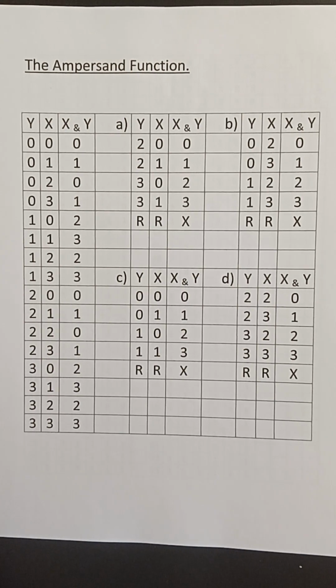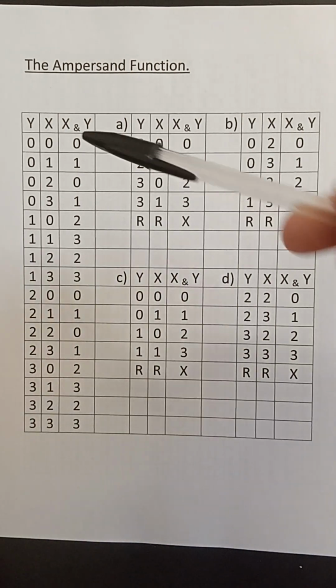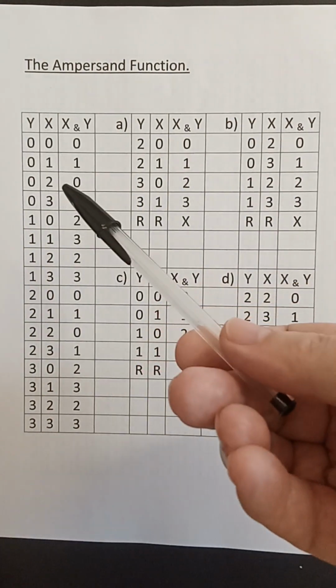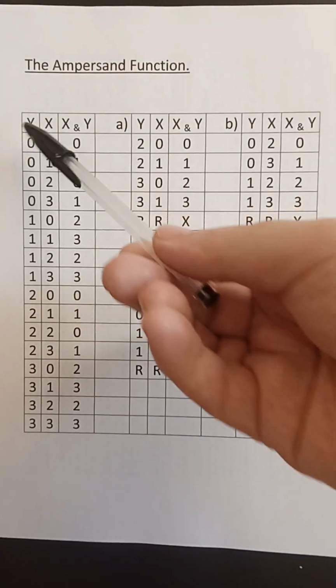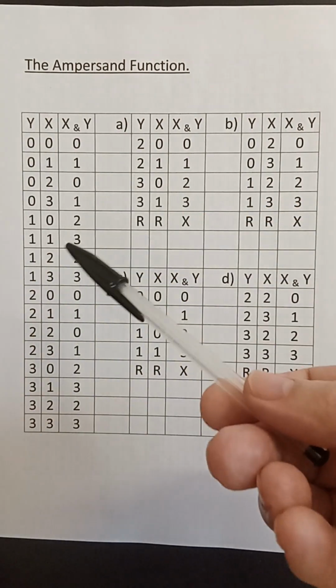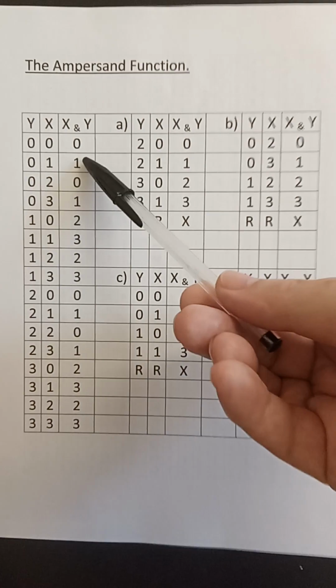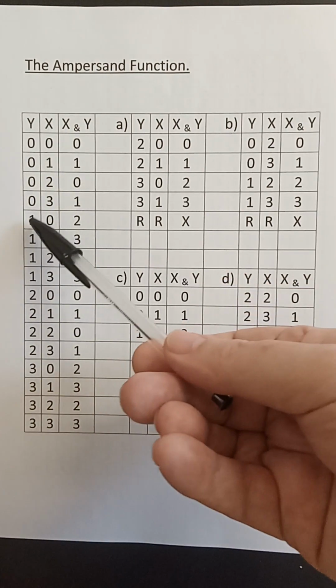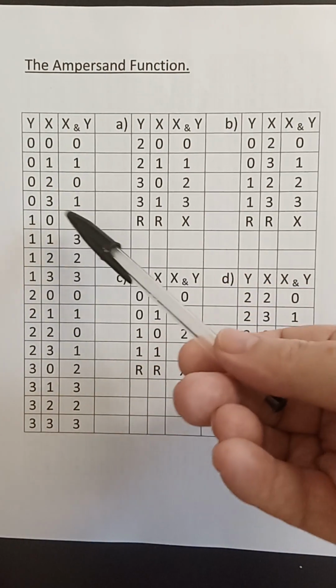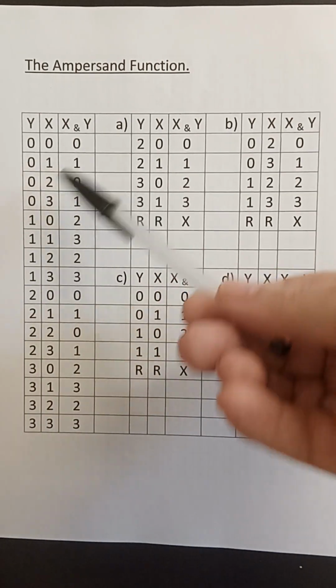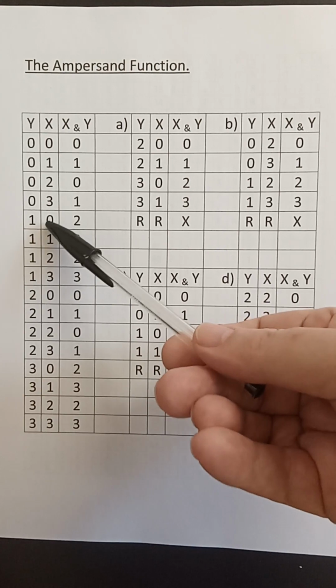Now this is the ampersand function. This is a 2-input function only, and it's non-commutative, so it matters which input is y and which input is x. For example, y equals 0 and x equals 1 is a 1, but y equals 1 and x equals 0 is a 2. Did I say that right? Y equals 0 and x equals 1 is a 1, y equals 1 and x equals 0 is a 2.